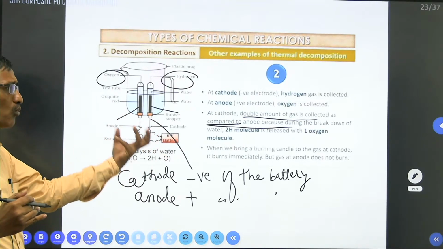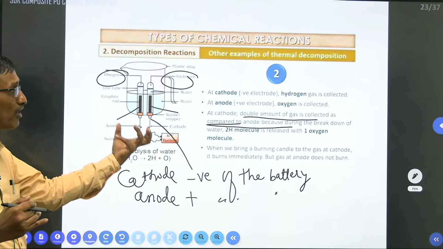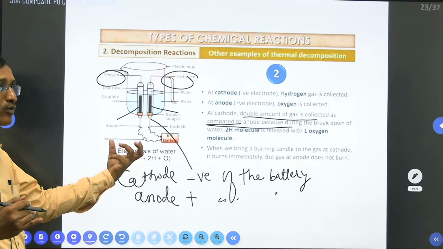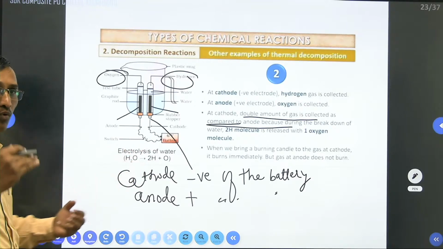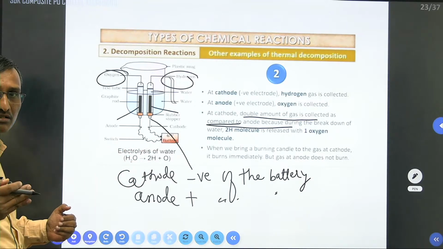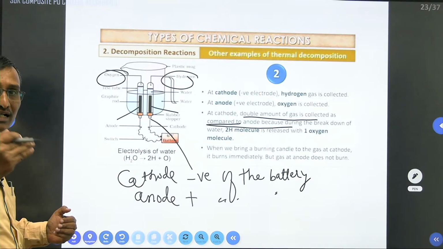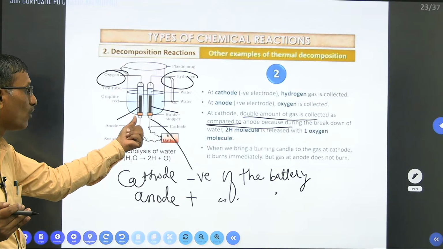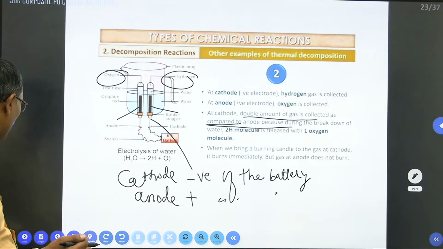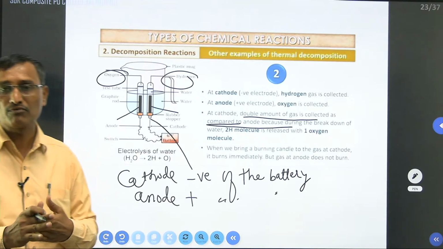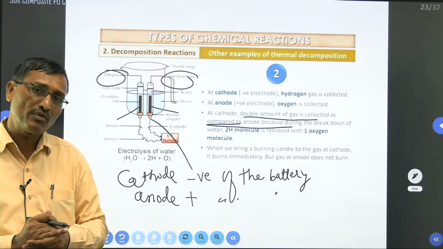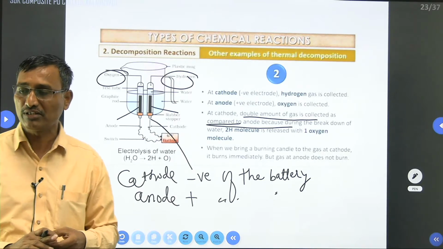This is also one of the examples of a decomposition reaction. So electrolysis of water gives oxygen gas, produced at the anode, and hydrogen gas at the cathode electrode, students. Okay, so this is about it for the day. The remaining types of chemical reactions we will discuss in the next class. Thank you, students.